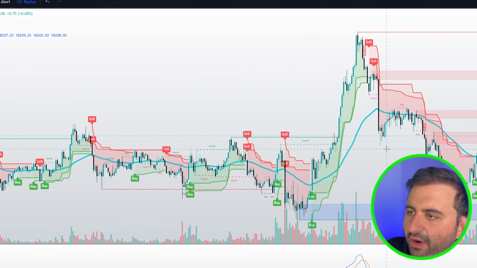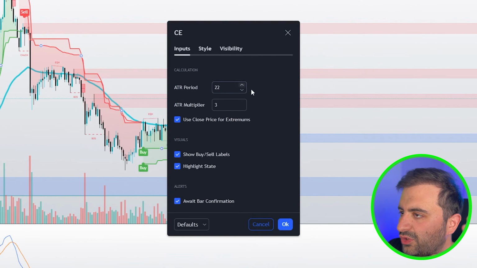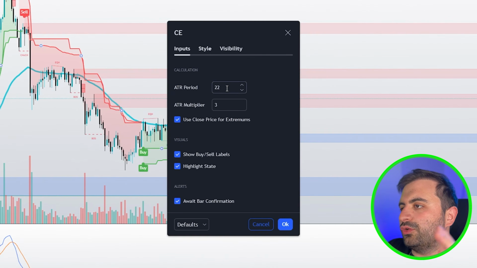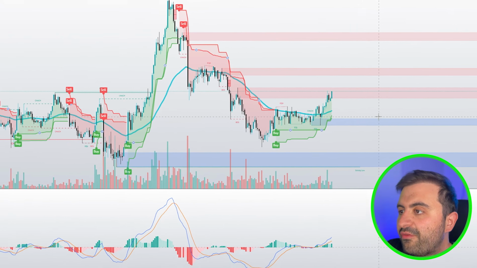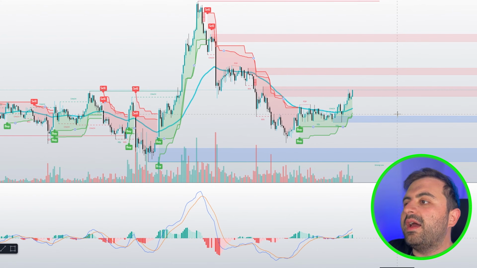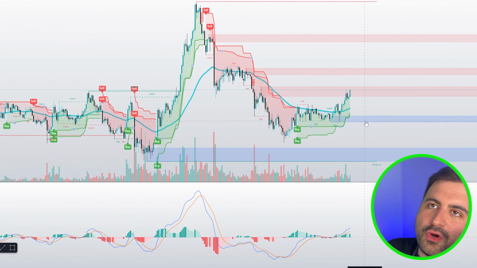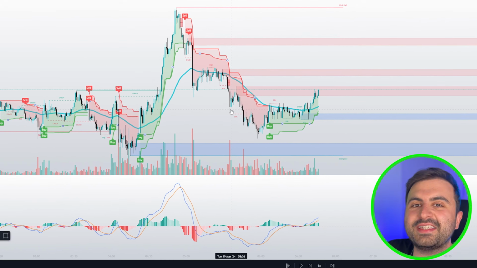We have 5 indicators in the chart, and for the Chandelier Exit settings, you can use the defaults here: 22 period, 3 multiplier, easy like that. Hit the OK button, and now we have 5 indicators in our chart. As I said earlier, you don't have to use all of them at the same time, but you have to test these indicators if you still haven't tested them yet.